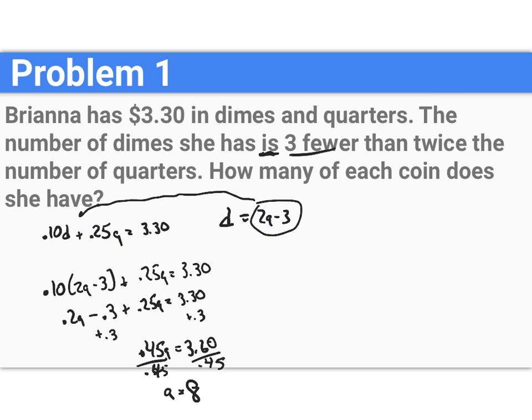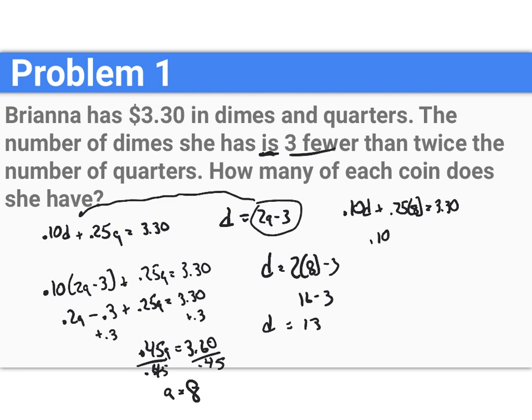Okay, so we got 8 quarters. Now we have to check the quarters. Dimes equals 2 times 8 minus 3. 16 minus 3 is 13. That's the number of dimes. I got to check in the other equation. 0.10D plus 0.25 times 8 equals 3.30. 0.10D plus 8 quarters is $2 equals 3.30.